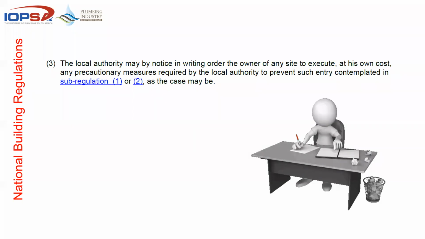Subregulation 3 says the local authority may, by notice in writing, order the owner of that site to execute at his own cost any precautionary measures required by the local authority to prevent such an entry contemplated in 1 or 2. In other words, sewage and stormwater discharging into one another. So either of those two options, the local authority by notice in writing, normally you'll find this happens at plan approval stage, or when development starts, you might find that these guys come to site and actually require you to do X, Y, and Z to make sure that none of that contamination occurs.